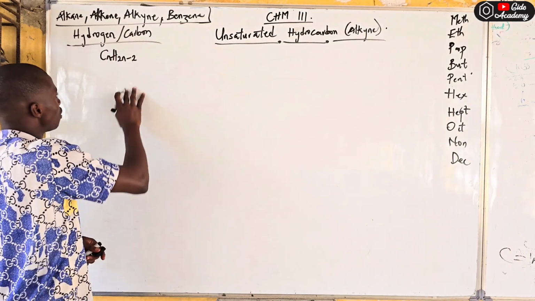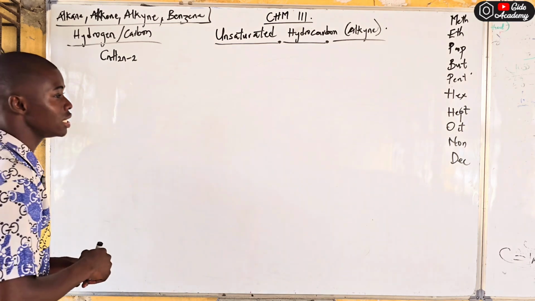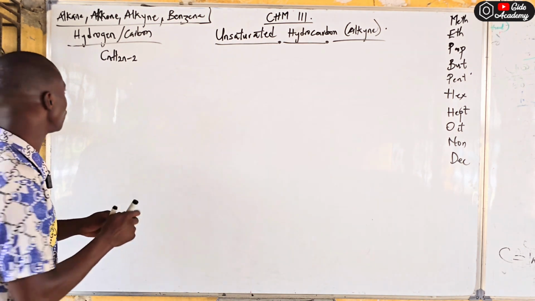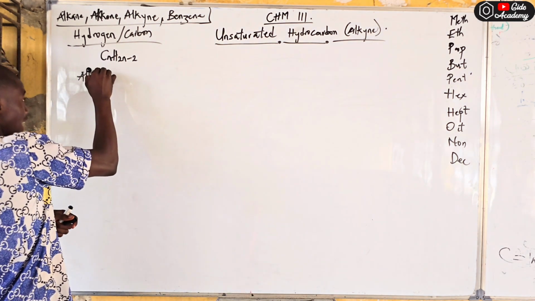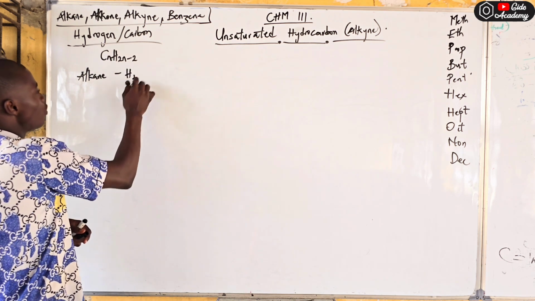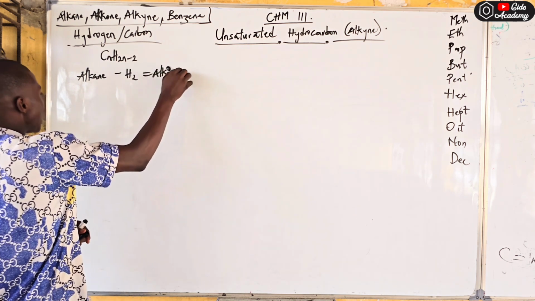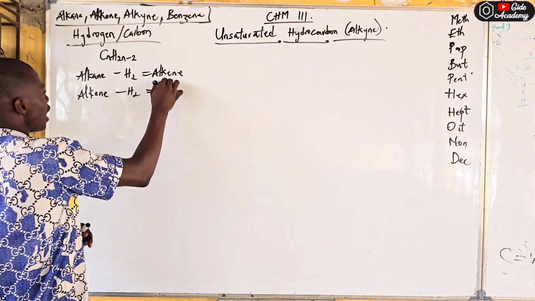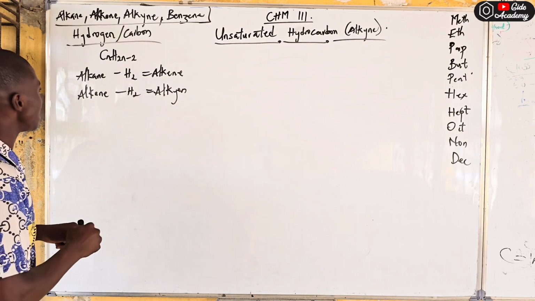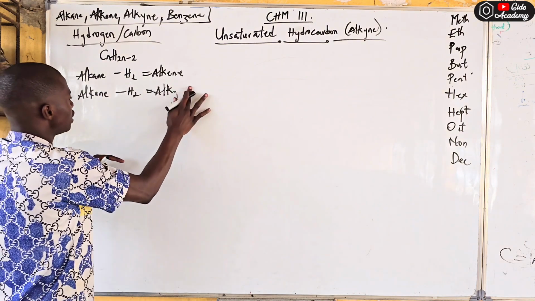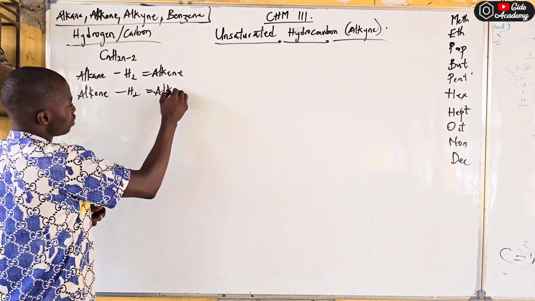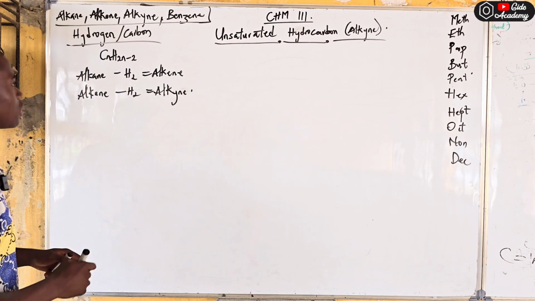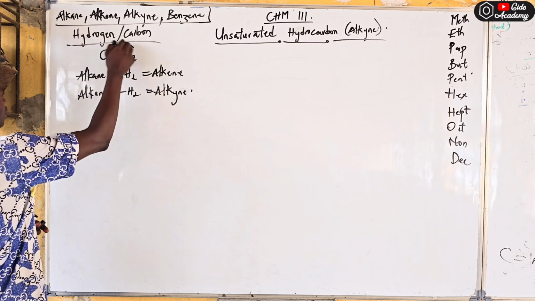CnH2n minus 2. So you can easily say it is an alkene minus 2 hydrogen. When alkane loses 2 hydrogen, it forms alkene. And when alkene loses 2 hydrogen, it forms alkyne. So that's to say, when alkane loses 4 hydrogen, an alkyne will be formed. Please take note of that. This is the general formula for alkyne.